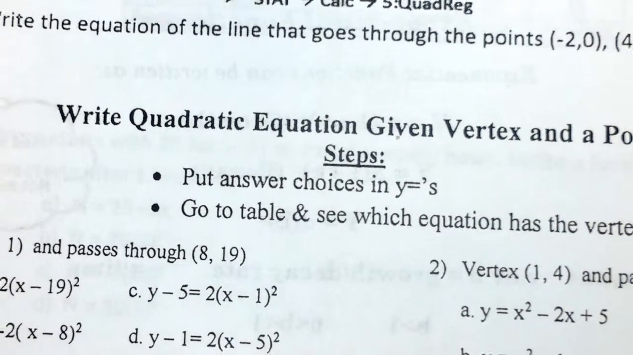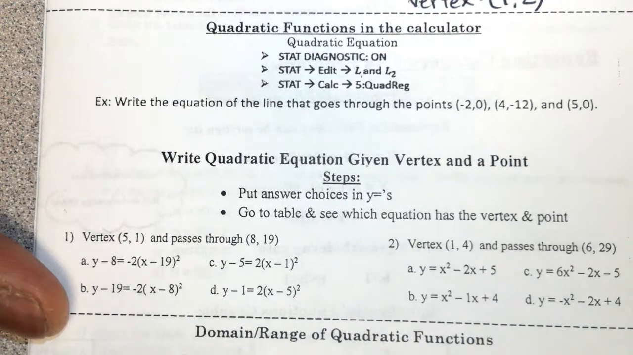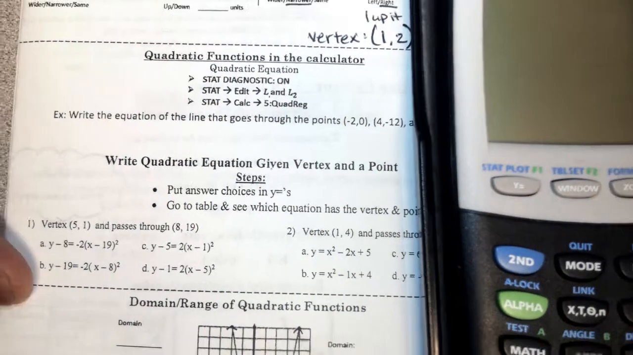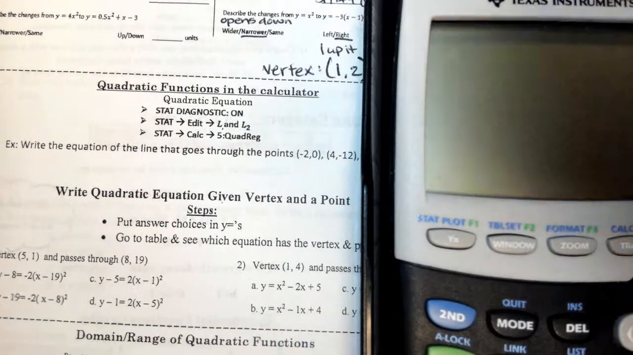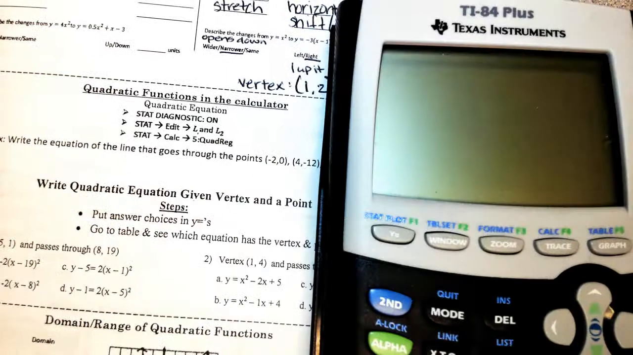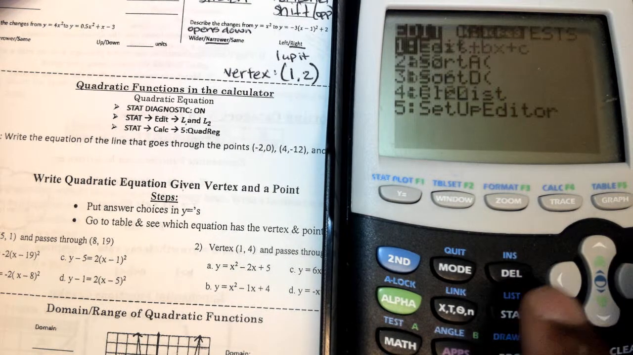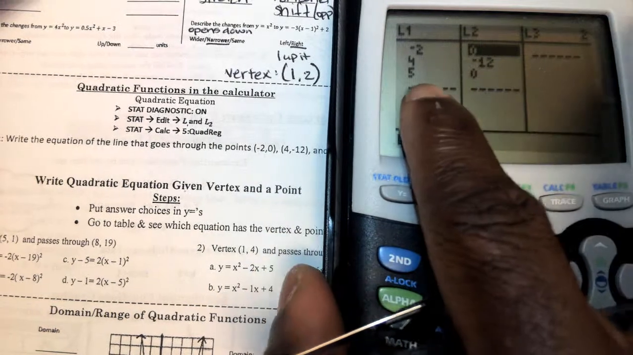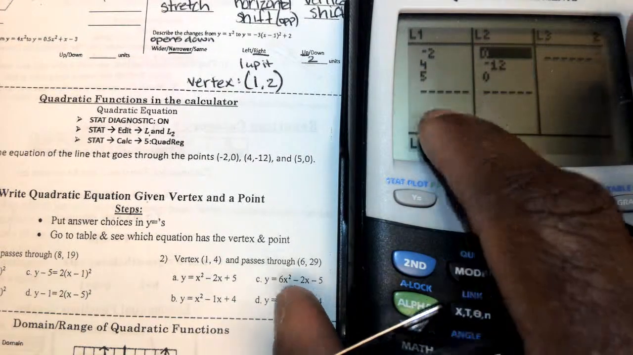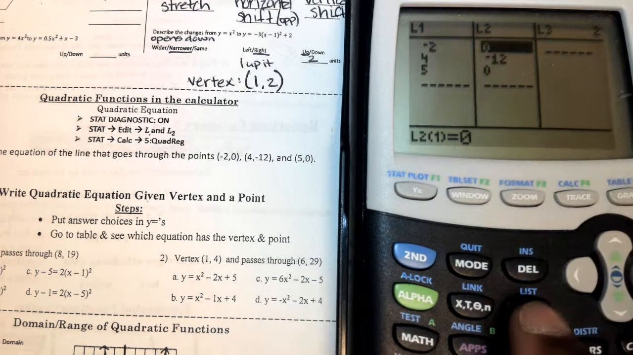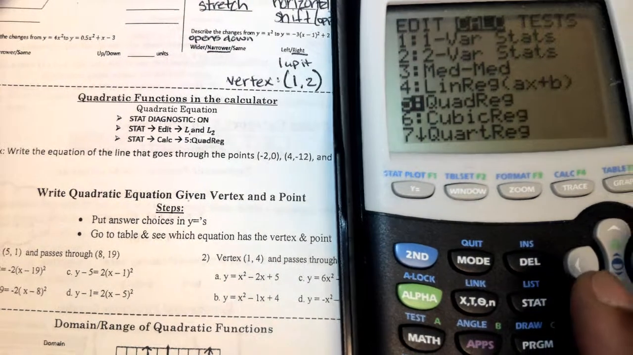To get our equation from a graph, enter it in the calculator. We go to the same place where we put in our linear equations. You go to y equals, turn on stat, edit, put your x values into L1 and your y values into L2. I already have that done. So you just put all those 3 points in. And then you would go to stat, calc. Remember, this is a quadratic regression.